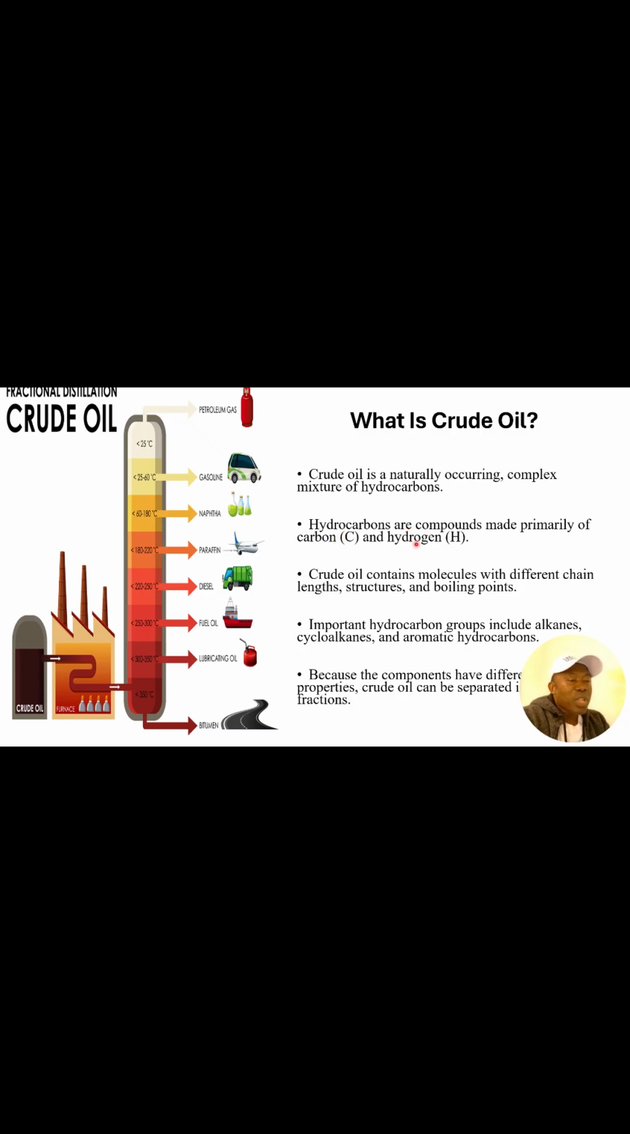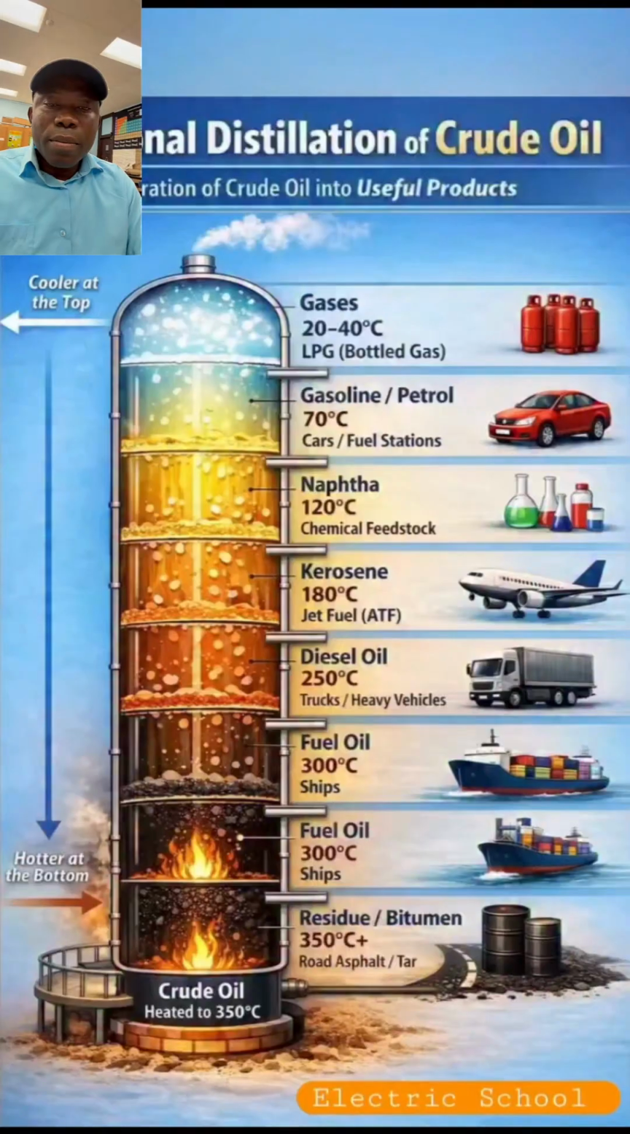So hydrocarbons are compounds primarily made of carbon and hydrogen. We know it already. Crude oil contains molecules with different chain lengths, structures, and boiling points. We shall look at it in my next video, how these hydrocarbons are formed. Important hydrocarbon groups include alkanes, cycloalkanes, and aromatic hydrocarbons. We shall look at it later. Because components have different boiling points, the crude oil is separated.